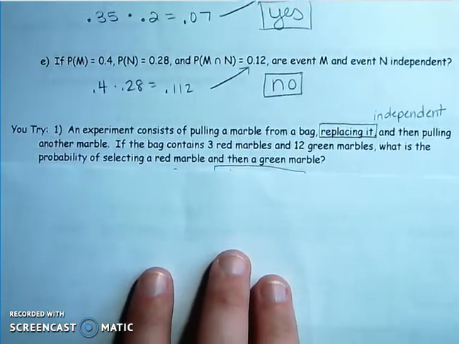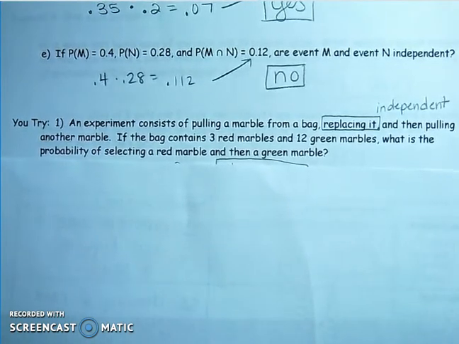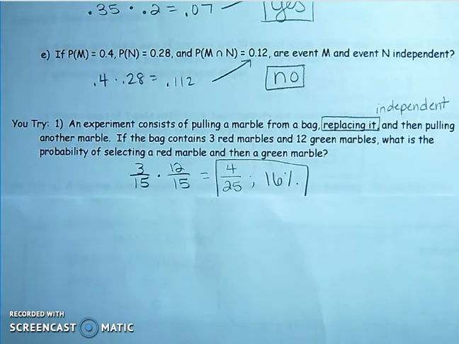Alright, so the first problem consists of pulling a marble out of a bag. You replace it, which is the words that imply that they're independent. You have 3 red marbles, 12 green marbles. What's the probability of getting a red and a green? Well, 3 out of the 15 are red, and then 12 out of the 15 are green. So 3 out of 15 times 12 out of 15 is 4 out of 25, or 16%.